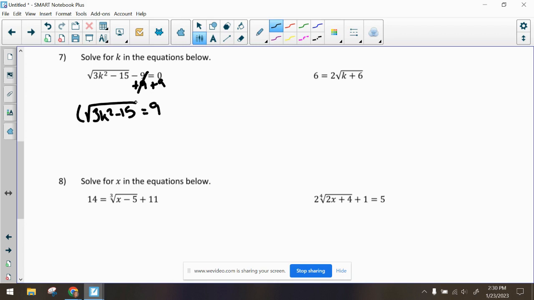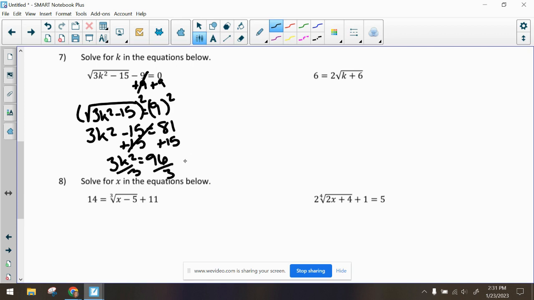Now that the radical is isolated, I can raise each side to a power. The power that we pick is whatever the index is, so we're going to be left with 3k squared minus 15 equals 81. And then I can go ahead and simplify from here. To do that, I'm going to add 15. So 3k squared equals 96. Then we're going to divide both sides by 3. So that k squared is equal to 32.